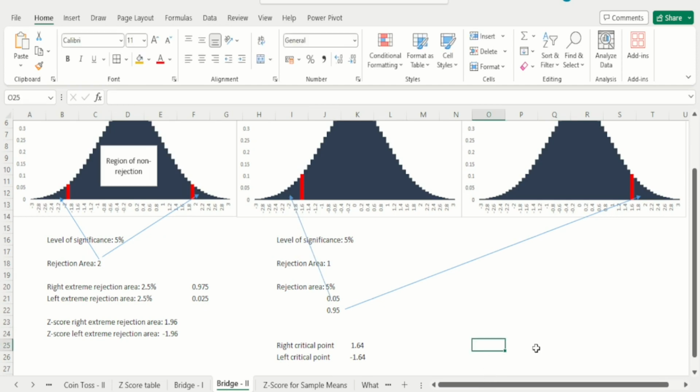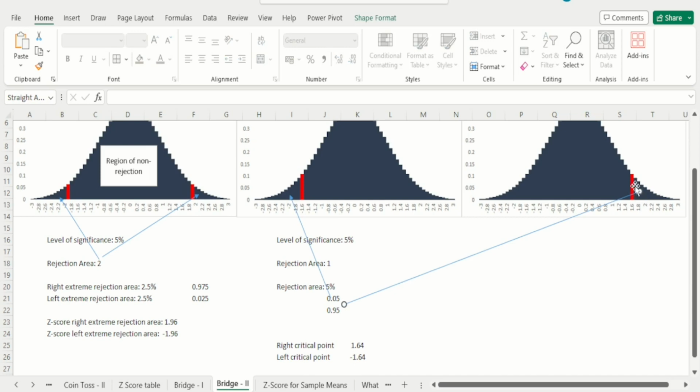Similarly, if you're doing a right-tailed hypothesis test and the z-score of the sample is greater than 1.64, which means it falls in this rejection area to the extreme right, then you can reject the null hypothesis.